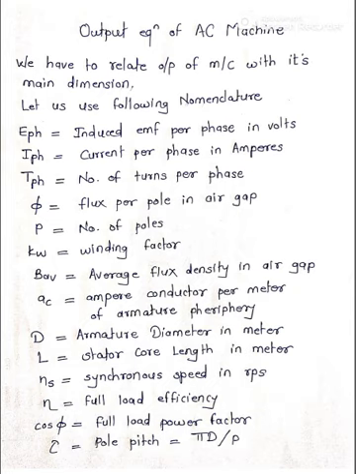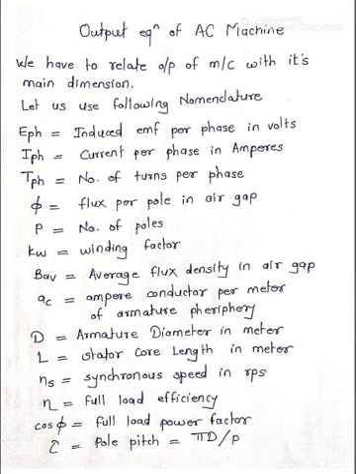First is E phase, induced EMF per phase in volts. I phase means current per phase in ampere. T phase means number of turns per phase. Phi means flux per pole in air gap. P means number of poles. kW is the winding factor. B average means average flux density in air gap.